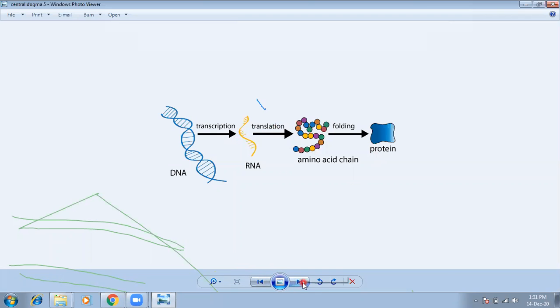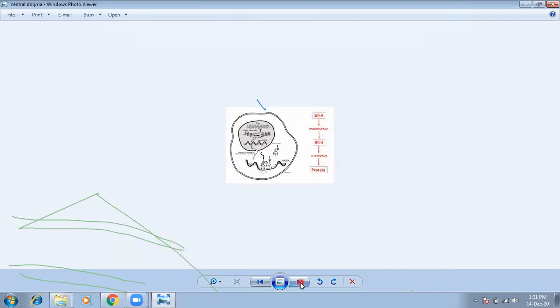This is again a general description to tell you that DNA making RNA is called transcription, and making of protein from RNA is called translation. So these are the two steps, transcription and translation. This is the cell boundary, cell wall, cell membrane, and then you will find this is the cytoplasm, nucleus.